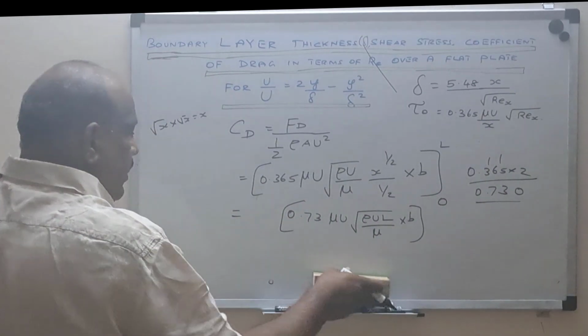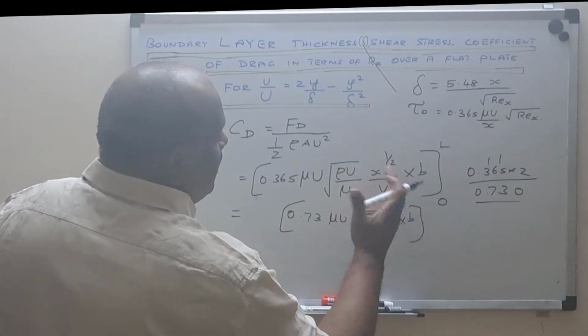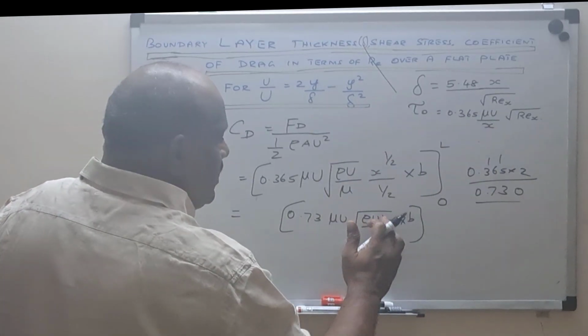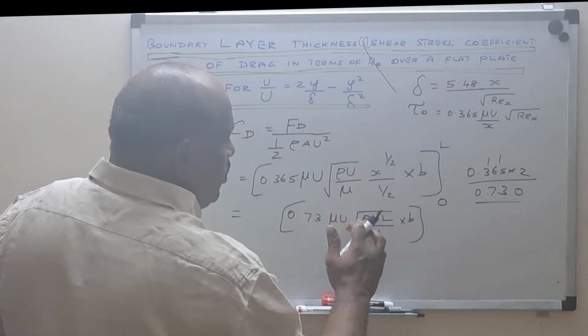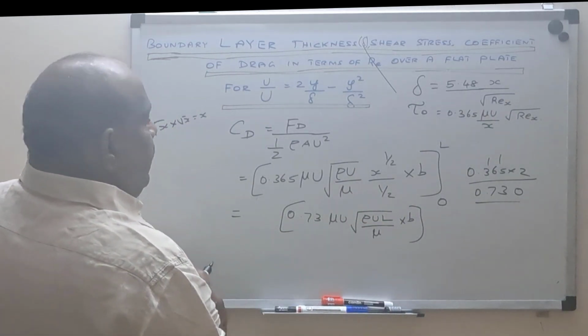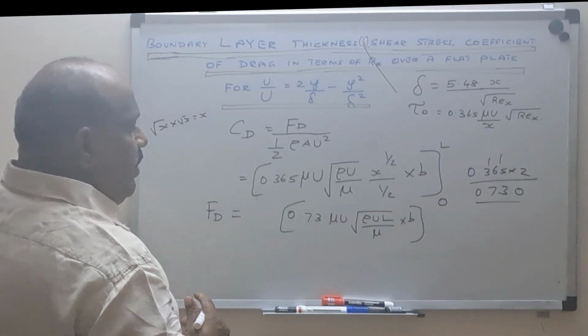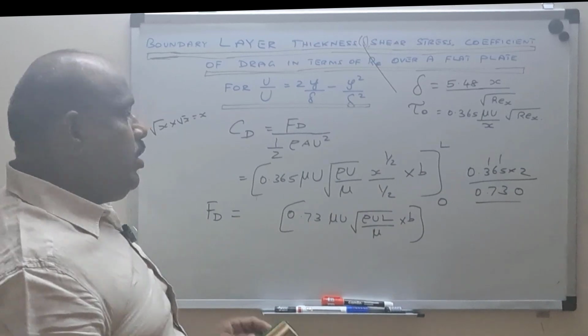I hope you got it. How we got L? Because it's L power half, which is nothing but square root of L. So I can take this square root of L inside this bracket. So it becomes rho u L by mu into b. Okay, fine. So we now got FD. It's not called delta FD. It's called FD because we have integrated for the limits 0 to capital L.